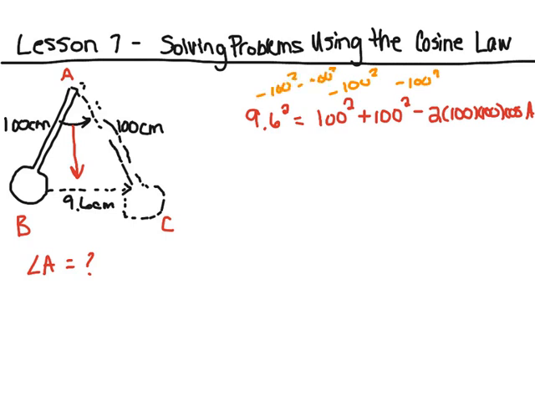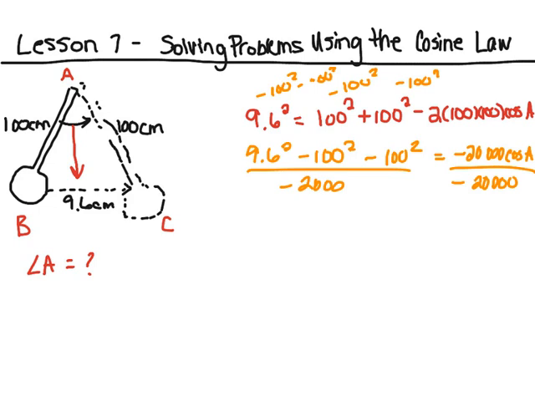Twice. So we have 9.6 squared minus 100 squared minus 100 squared is equal to 2 times the 100 times 100 is negative 20,000 cos of A. Now we're going to divide by negative 20,000 on both sides, and we're going to simplify the top. So 9.6 squared minus 100 squared minus 100 squared is negative 19907.84 divided by negative 20,000 equals cos of A.